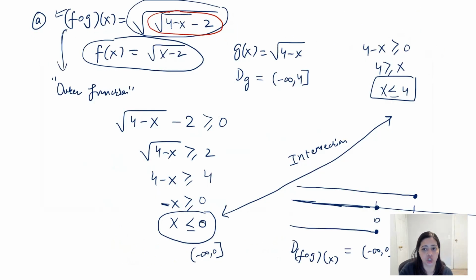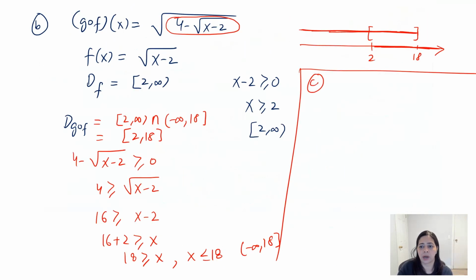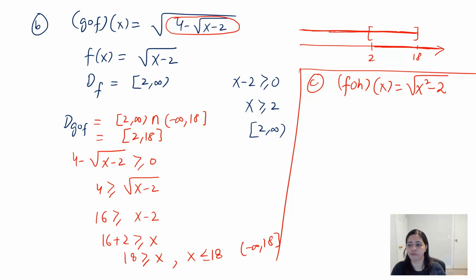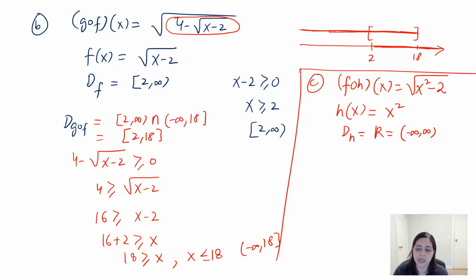C is f o h, square root of x square minus 2. So the f o h function is square root of x square minus 2. Now for finding the domain of this function, first find the domain of the inner function, which is just x square. Now x square, the domain of that is all reals, minus infinity to infinity. And to find the domain of f o h, we need to interpret the outer function. The outer function is a square root function.